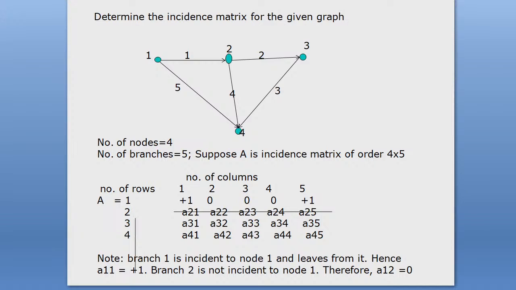Yes, Divyajyoti, if it is not connected, you can write 0. If the branch is not connected to a particular or concerned node, then it will be 0. If it is connected to the node, then it will be either plus 1 or minus 1. If it leaves from the node, then plus 1. If it enters the node, then minus 1. Okay, Divyajyoti, understood?